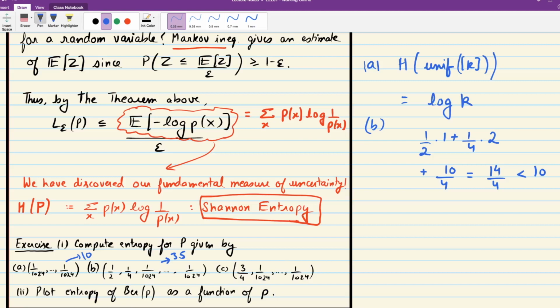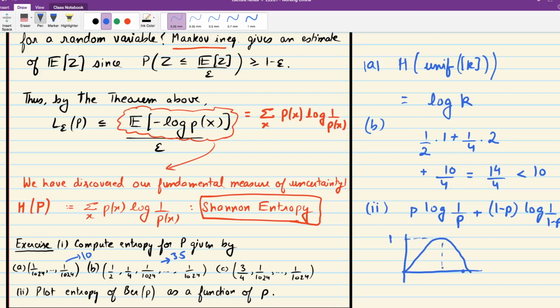The second exercise is also very revealing. It's very interesting. It asks you to plot the entropy of Bernoulli(p). Bernoulli(p) just has two probabilities: p log 1 by p plus 1 minus p log 1 by 1 minus p. You can plot this function. You will see that at p equal to 0 it is 0, and at p equal to 1 it is again 0. At p equal to half it peaks to its value, which is 1. It is what is called a concave function, which attains its maximum at p equal to half, and it's symmetric around half. Although my drawing is really bad and doesn't look symmetric, it is symmetric about half.